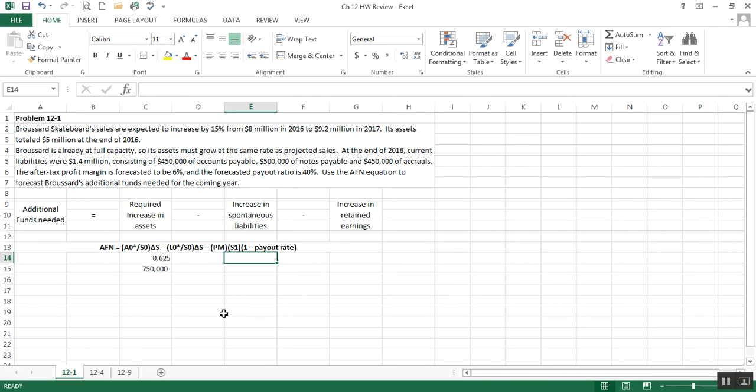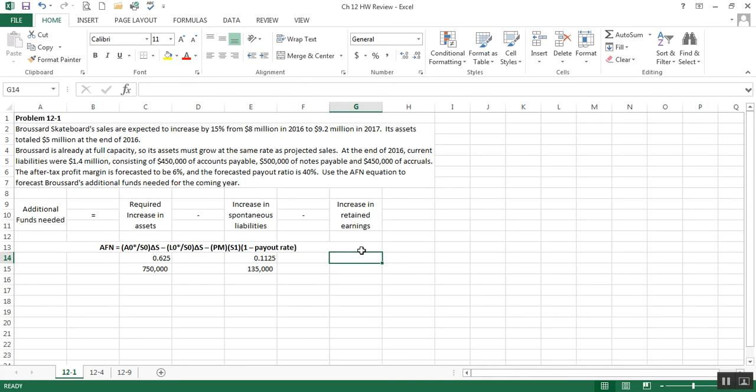Then our increase in spontaneous liabilities is going to equal our spontaneous liabilities, which is 450,000 in accounts payable plus 450,000 in accruals, divided by, again, our sales for the year. Gives us our ratio. This is going to be multiplied by our change in sales again, which is 1.2 million. Added an extra zero there.